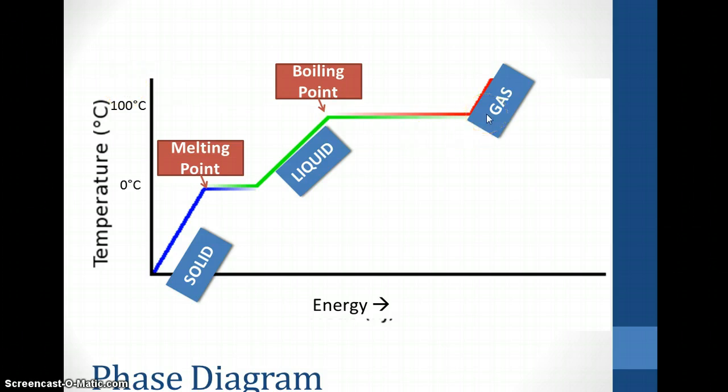Different substances have different melting points and different boiling points. Just like we saw before with melting, at boiling, there's also liquid and gas present. When it turns into the full gas, you see the line just become red over here. So make sure that you have each of these points labeled on your own diagram.